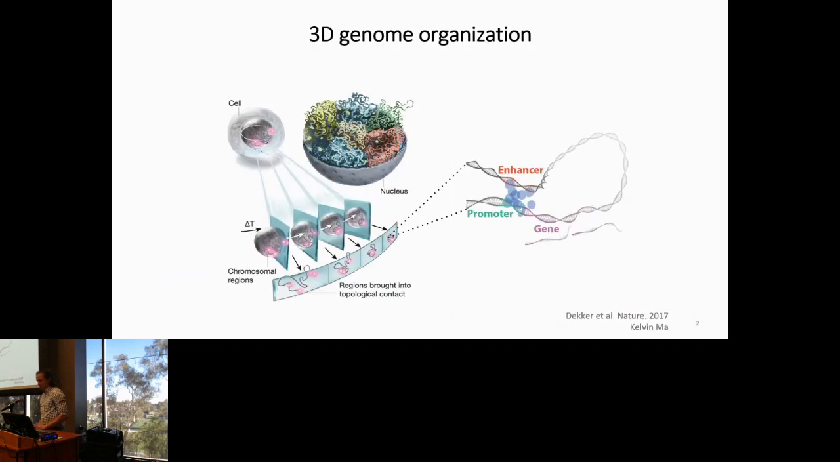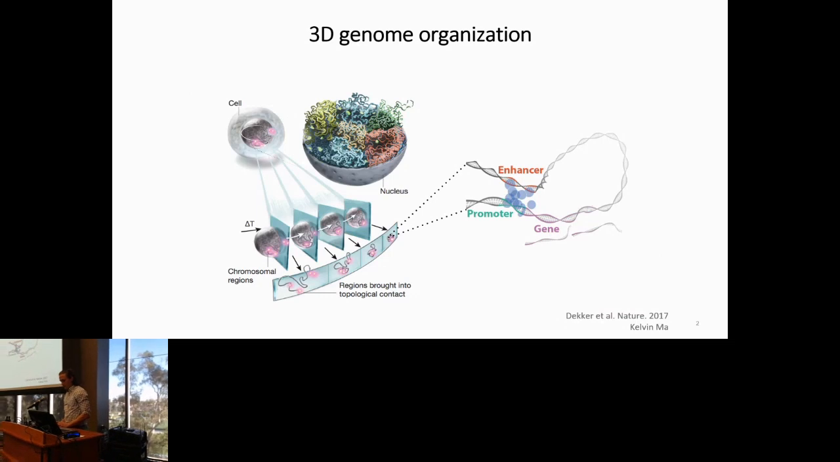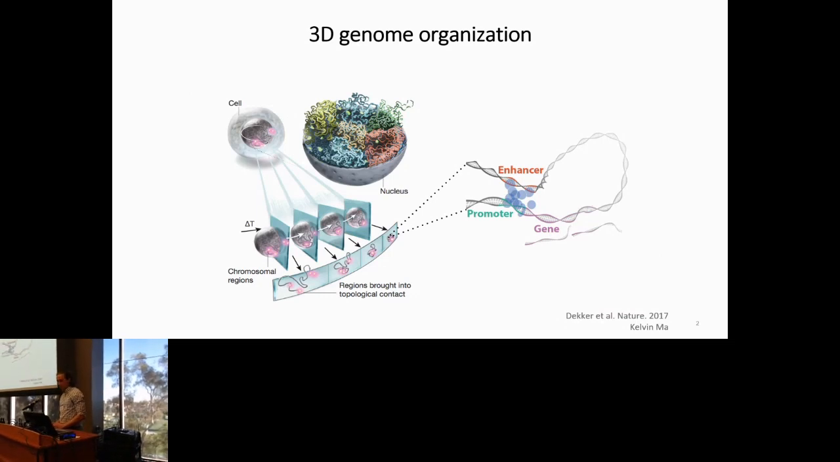So 3D genome organization refers to the way that DNA is systematically folded inside of a cell's nucleus. This folding allows regulatory elements to interact with their gene targets by being physically close to them in three-dimensional space, despite the fact they might be far apart from them along the DNA sequence.